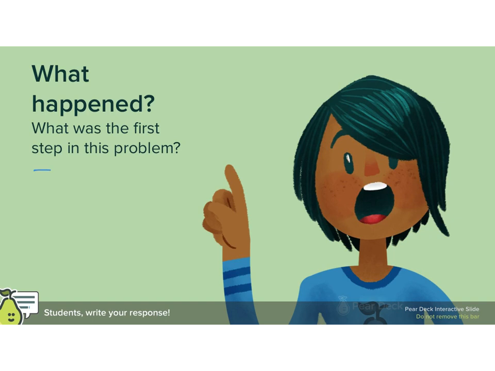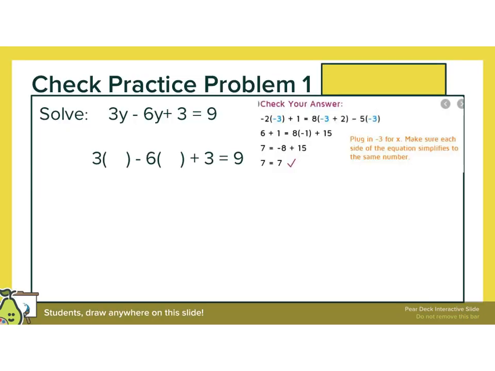What was the first step? The first step was to combine like terms. Now we'll check, so we'll put our answer here. Ooh, was it 2 or was it negative 2? I think it was negative 2.